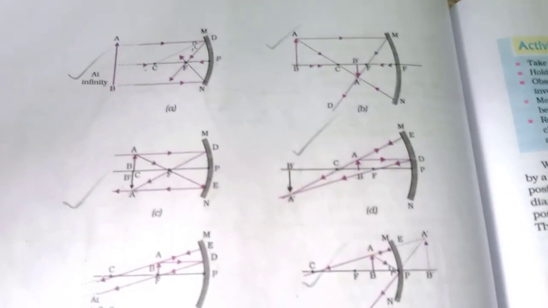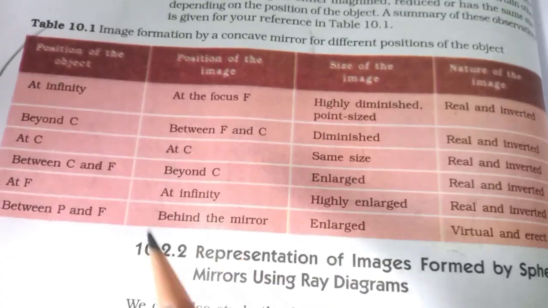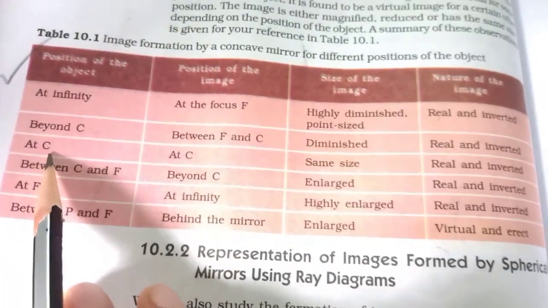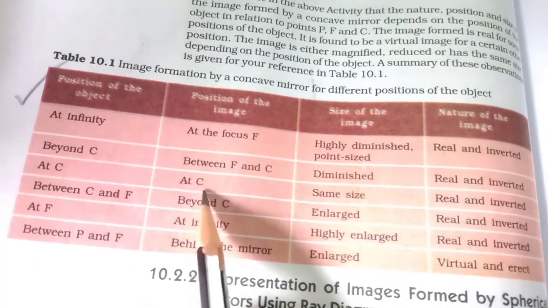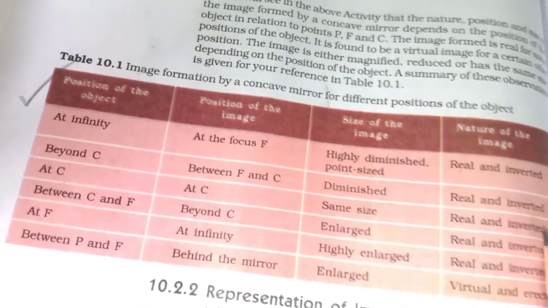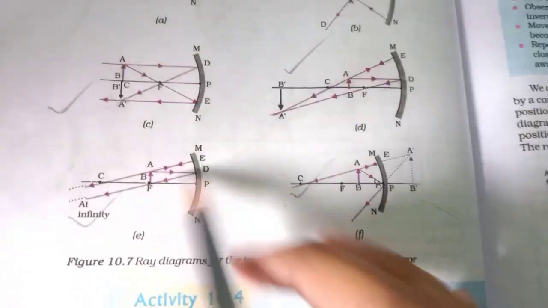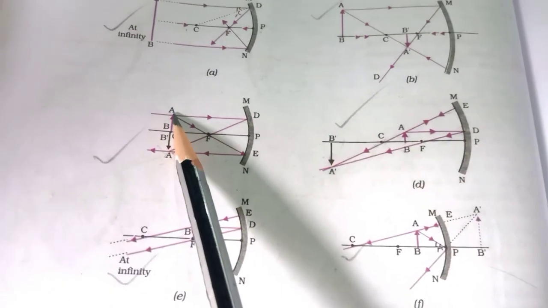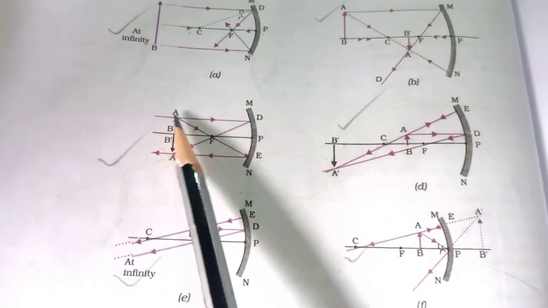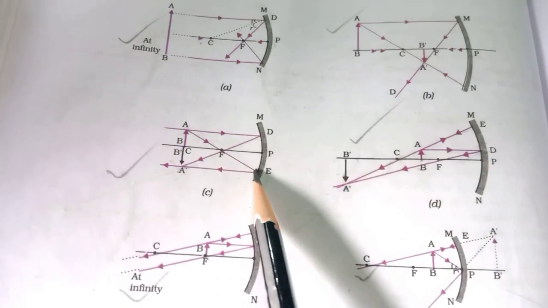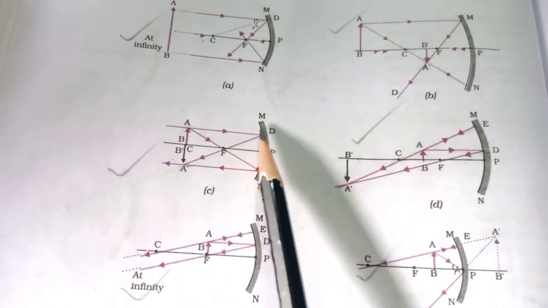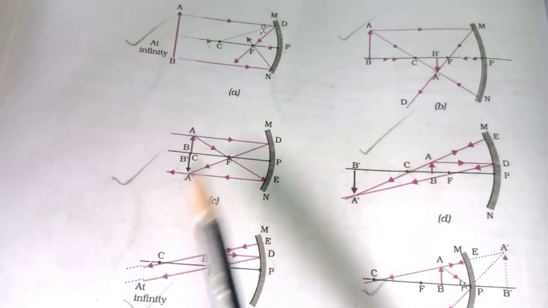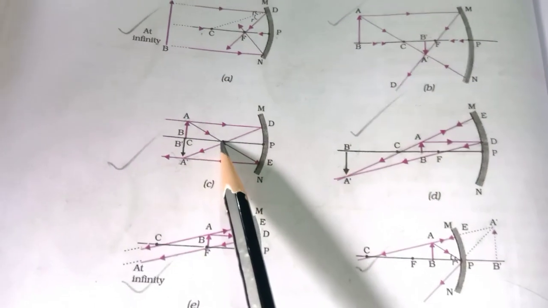So we'll move to the next diagram again, and now from here every diagram is easy. I'll move faster. First we'll see from here. When the object is at C, image will be formed at C of the same size and real and inverted. Then we'll move to the diagram. Object is at C, then obviously one ray will pass through focus and one ray will be parallel to the principal axis, then it will again pass through focus, right?